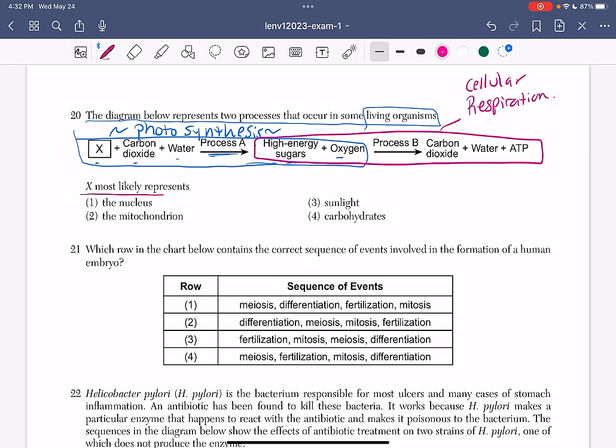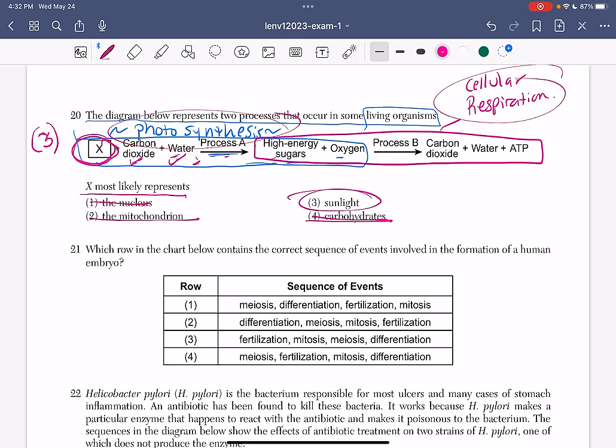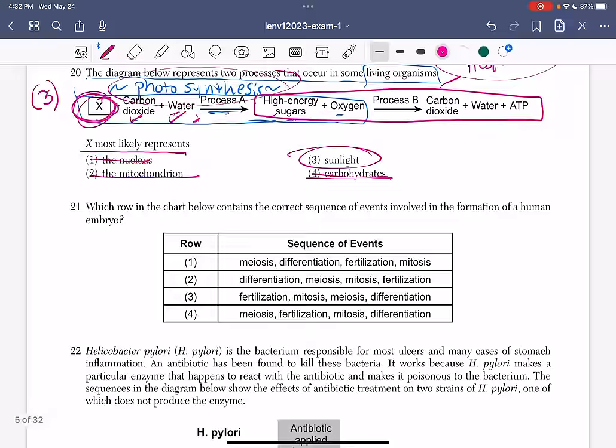X most likely represents what's left here that's not mentioned in the process of photosynthesis. So carbon dioxide, right? Water, but we're missing sunlight. Not the nucleus, not mitochondria, not carbohydrates. We're missing sunlight. So 20 is choice 3. So make sure that you know your photosynthesis and cellular respiration formula, because they do this sometimes. 21.